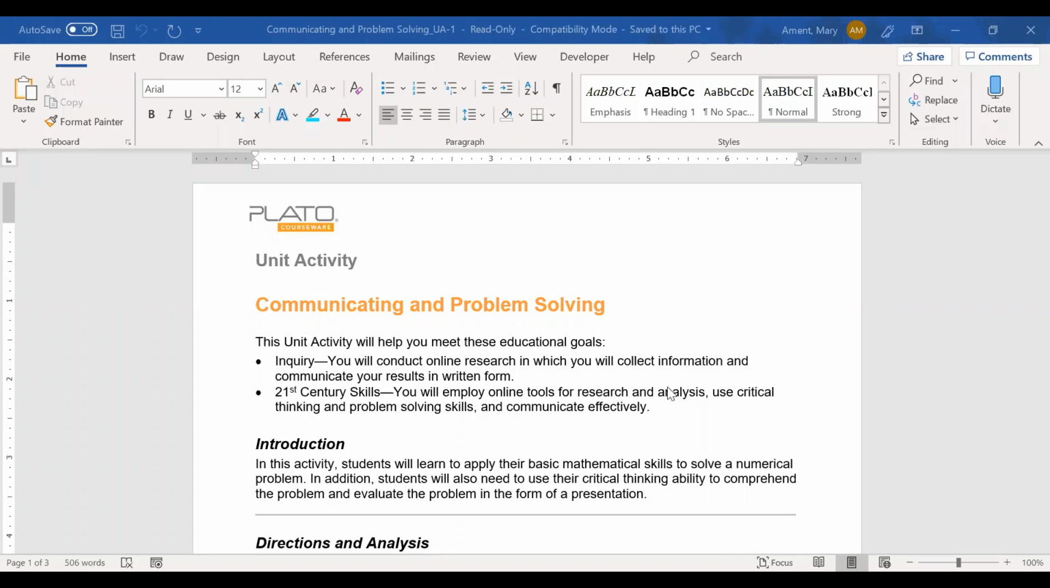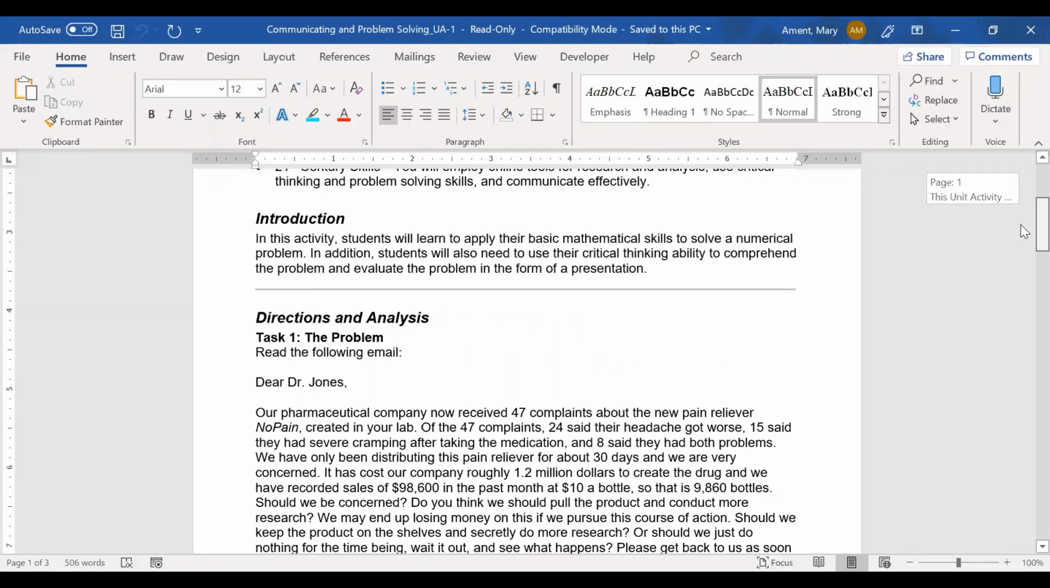The activity is the Communicating and Problem Solving activity. In this activity, students will learn to apply their basic mathematical skills and solve a numerical problem. They will also need to use critical thinking and to be able to comprehend the problem and evaluate the problem in a form of a presentation. So we're going to look at that.